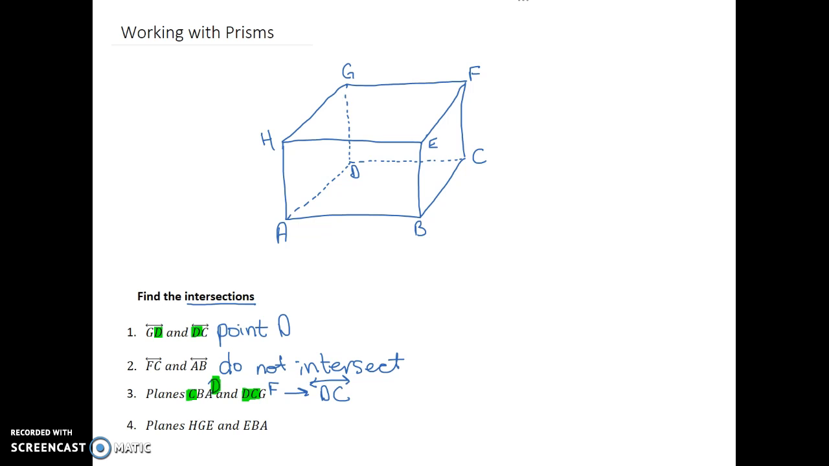Now I'd like you to try the last one on your own. Outline it and see what the fourth point is, and then maybe you can see where the two intersect. When you think you're ready, press play.